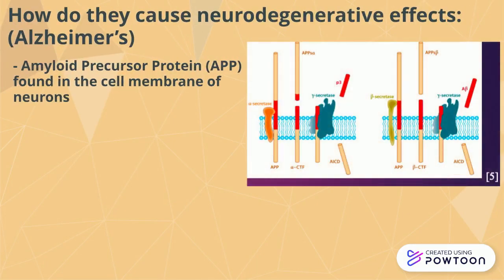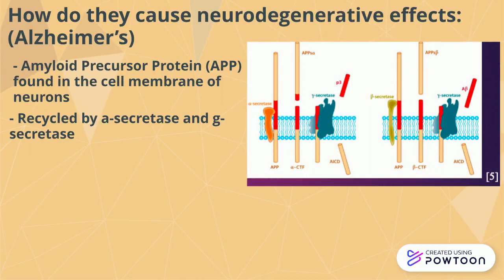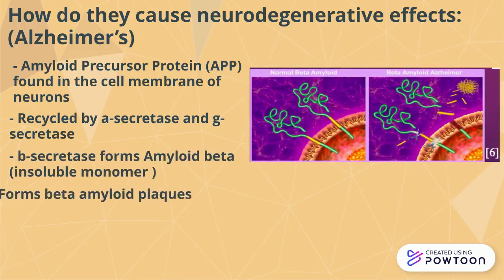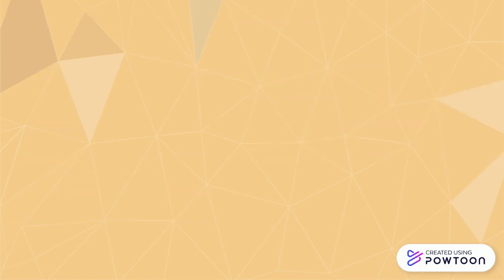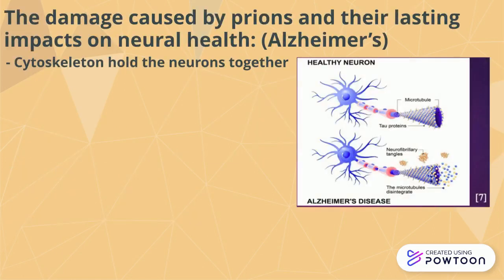Alzheimer's. Amyloid precursor proteins found in the cell membrane of neurons help in growth and repairing of neurons. Over time, they get broken down and recycled by alpha and gamma secretase. But when beta secretase breaks down APP instead of alpha, it forms an insoluble monomer called amyloid beta. These monomers bond together to form beta amyloid plaques, which disrupt neuron signaling, causing seriously impaired memory. The damage caused by prions and the lasting impacts on neural health.